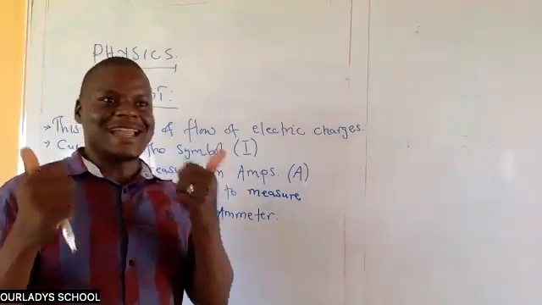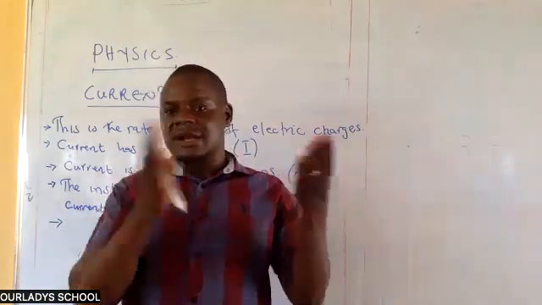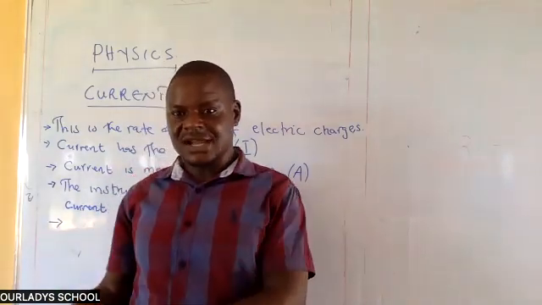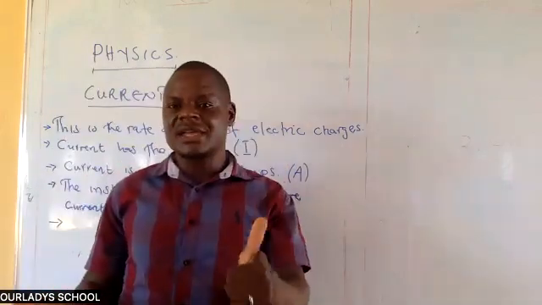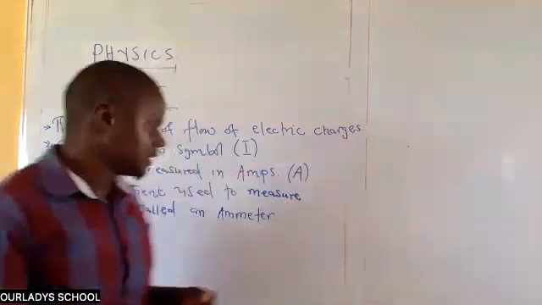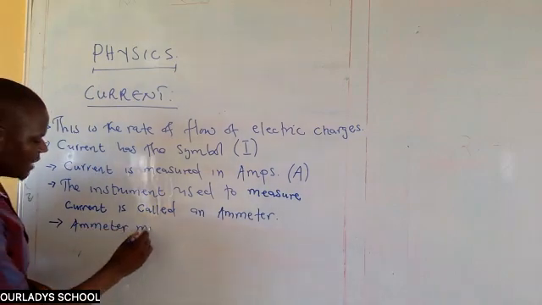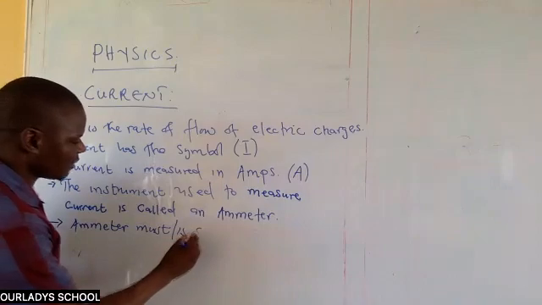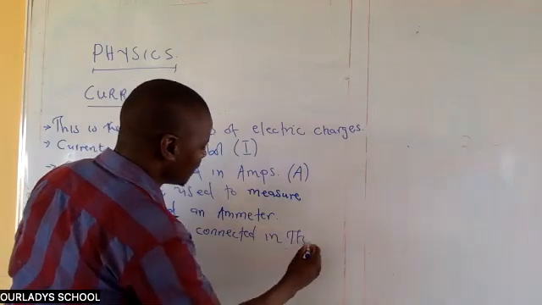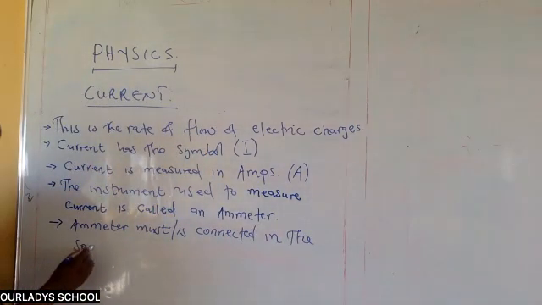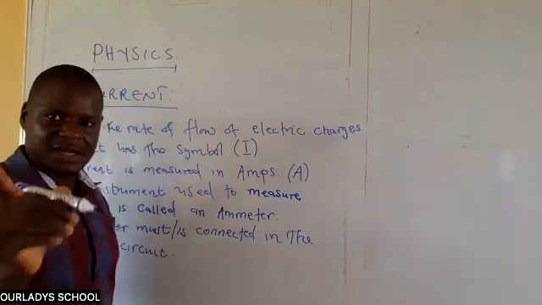Because when we were in Form 3, we were told that there are two types of circuits. There is a parallel circuit, there is also a series circuit. So there must be a particular way in which this ammeter must be connected. We are saying that the ammeter is connected in a series circuit, not in parallel, and there is a reason for that.